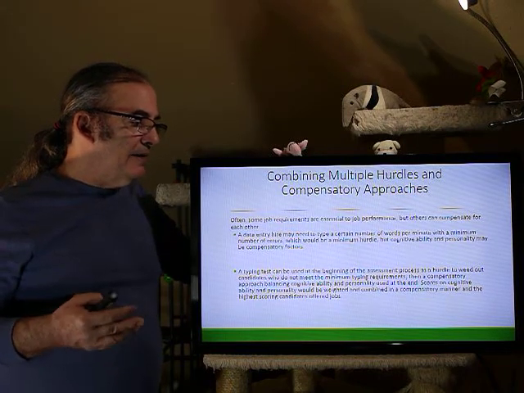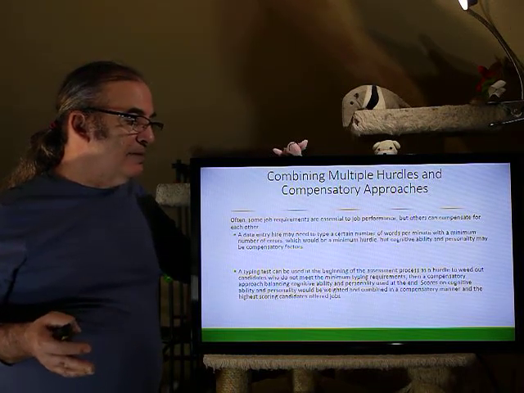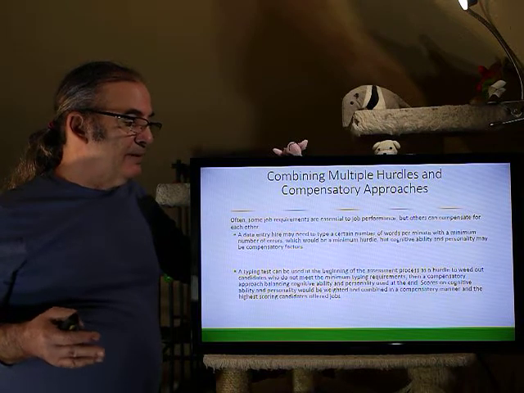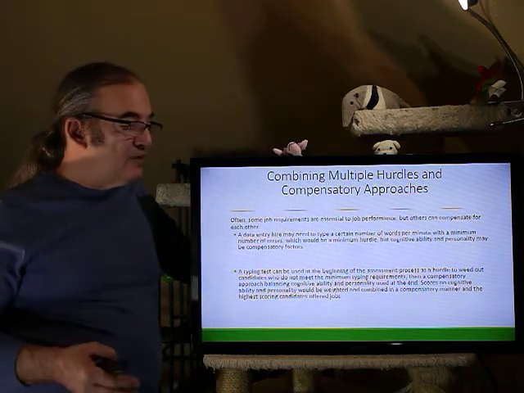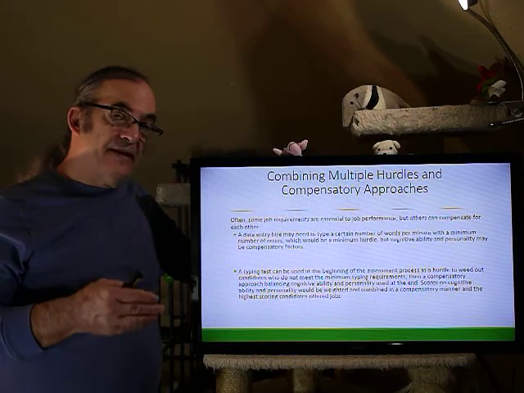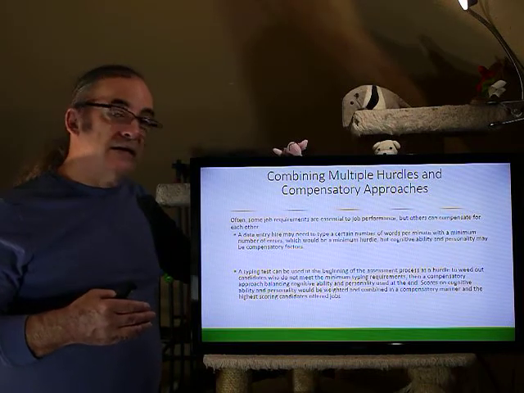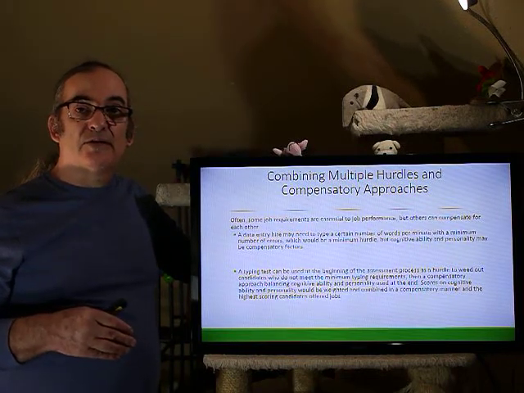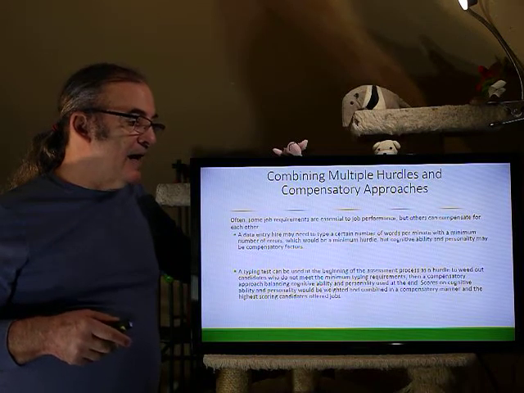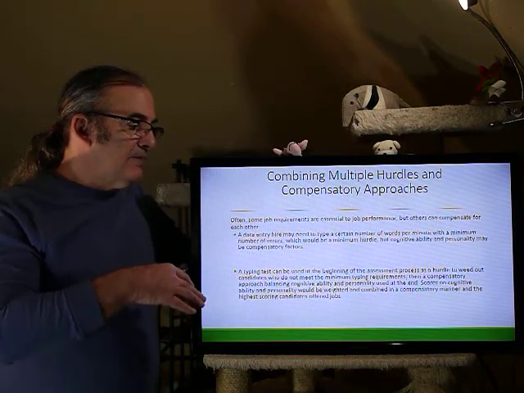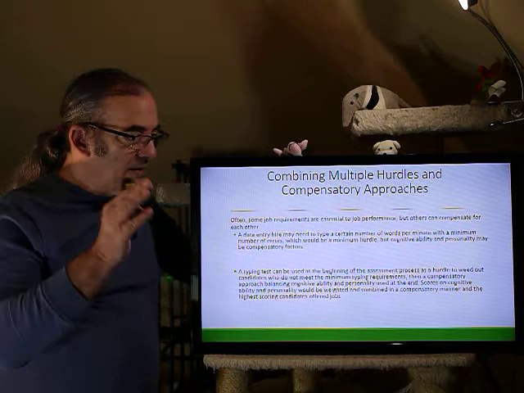A data entry hire may need to type a certain number of words a minute with a minimum number of errors, which would be a minimum hurdle. So we bring that person in and give them a typing test. But then cognitive ability and personality might be compensatory factors that we add in after the fact. Right? Typing tests can be used at the beginning, and then we can use the other measures.